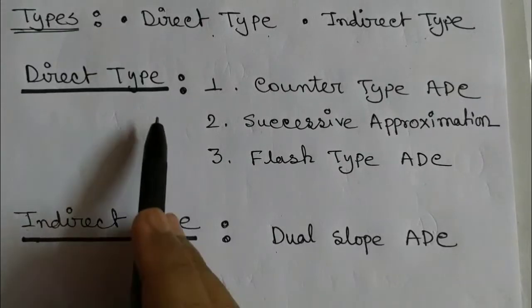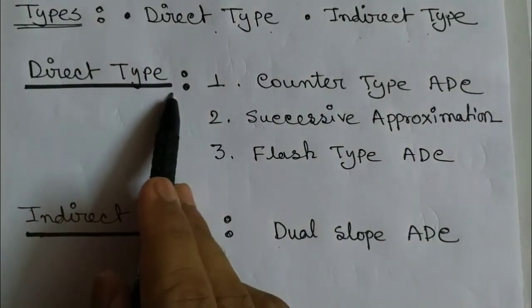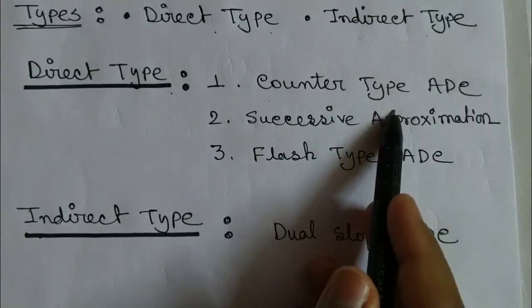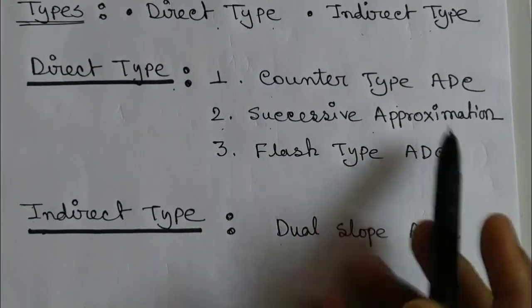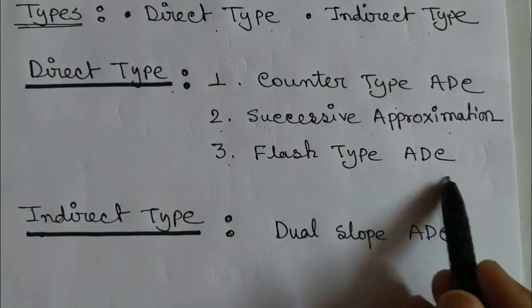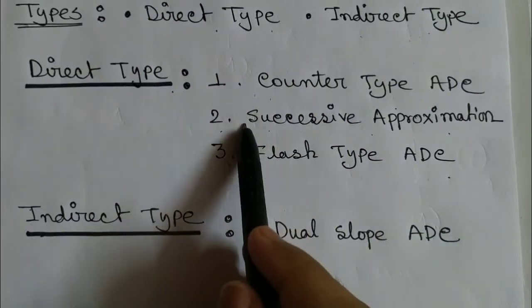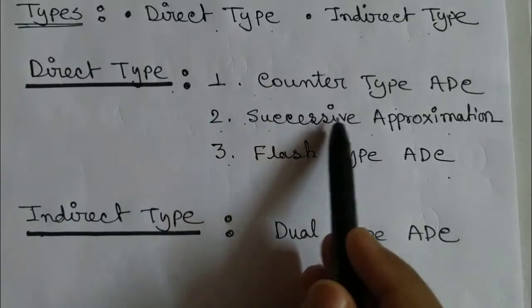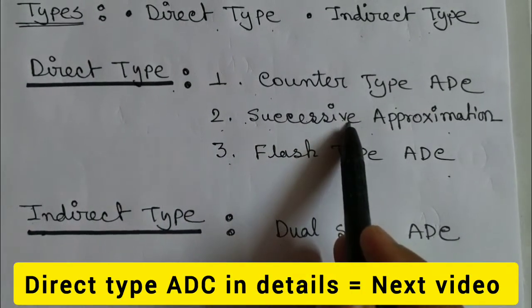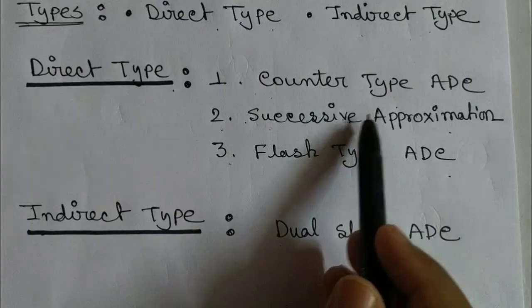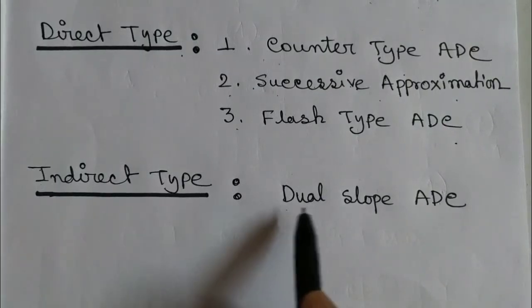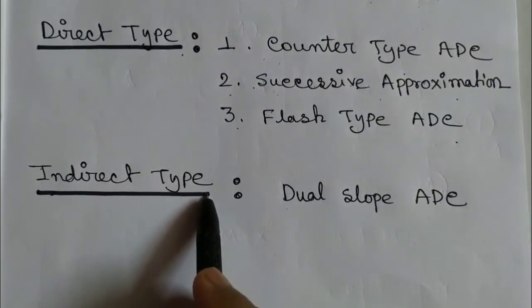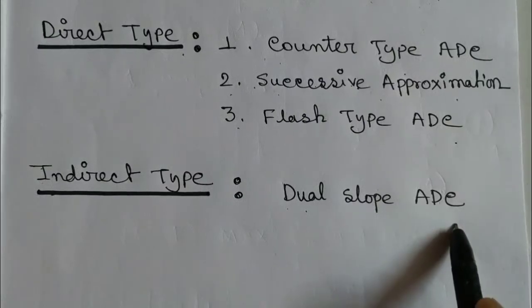So there are some types of direct type ADC. One is counter type ADC. The second one is successive approximation type ADC. And the third one is flash type ADC. First two, counter and successive approximation type ADC, are very important, which we will discuss in the next video in a dedicated video. So please follow my channel to get all the videos. And there is a single type of indirect type ADC and it is dual slope ADC.